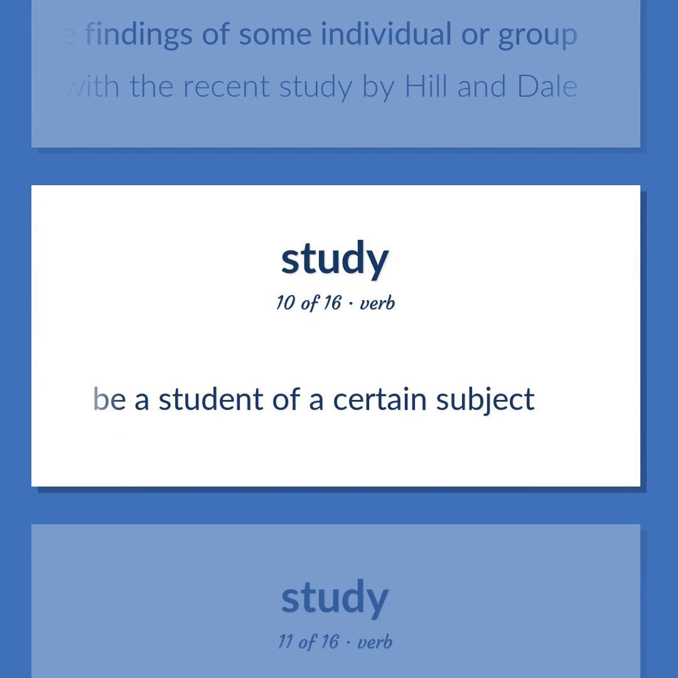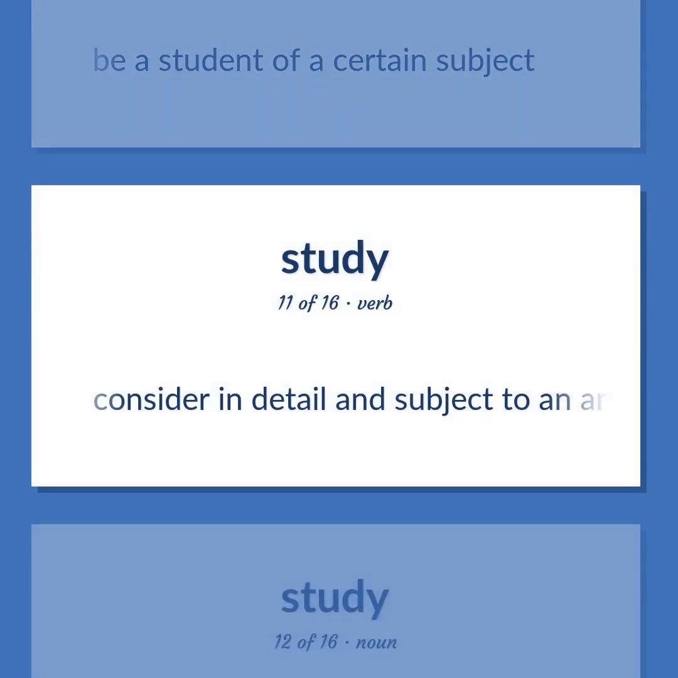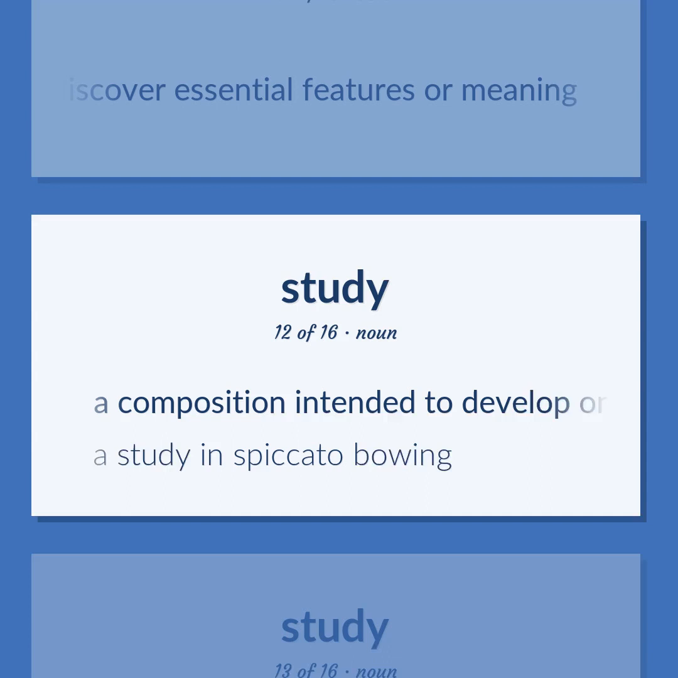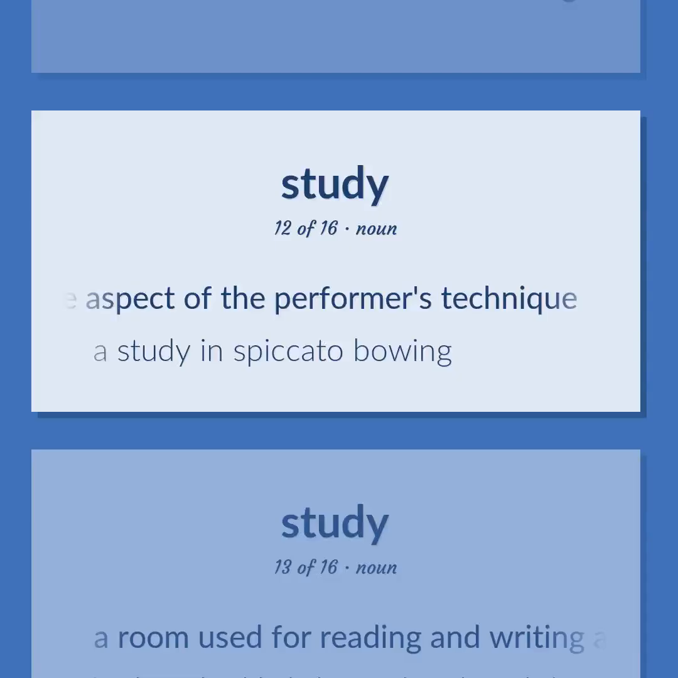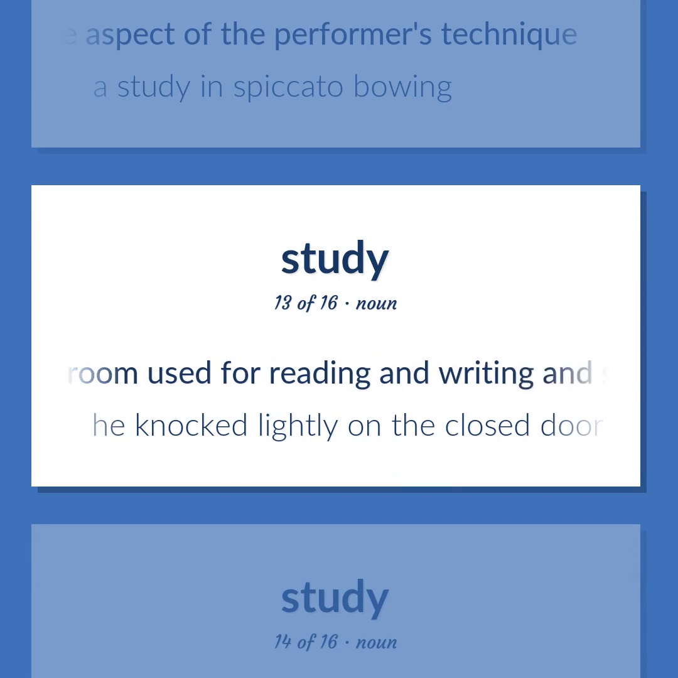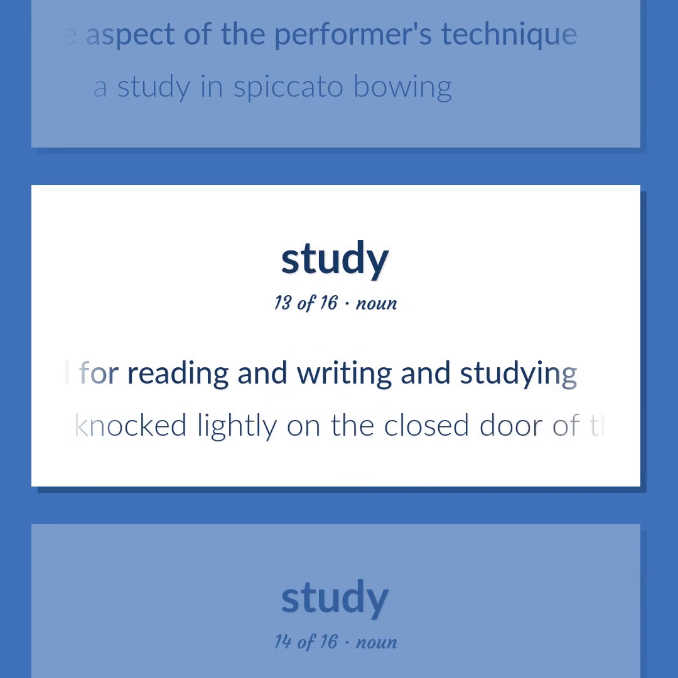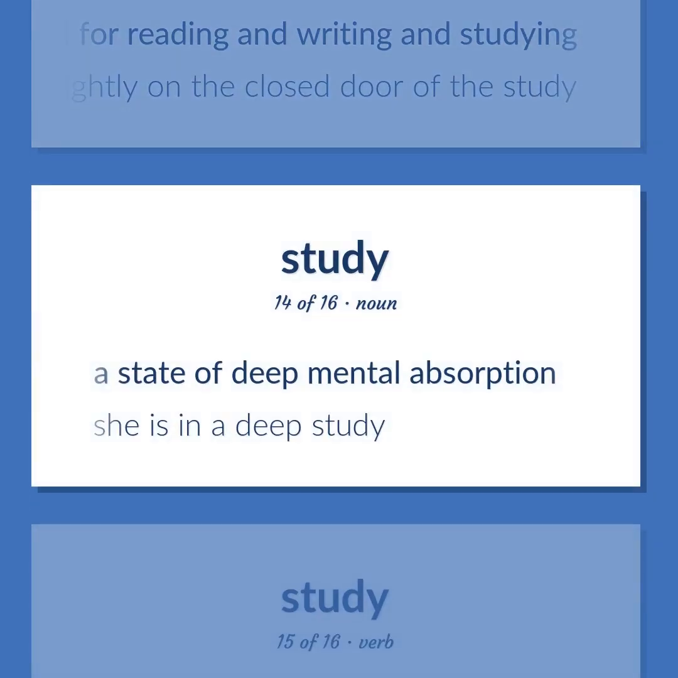Be a student of a certain subject. Consider in detail and subject to an analysis in order to discover essential features or meaning. A composition intended to develop one aspect of the performer's technique. A study in spiccato bowing. A room used for reading and writing and studying. He knocked lightly on the closed door of the study. A state of deep mental absorption. She is in a deep study.